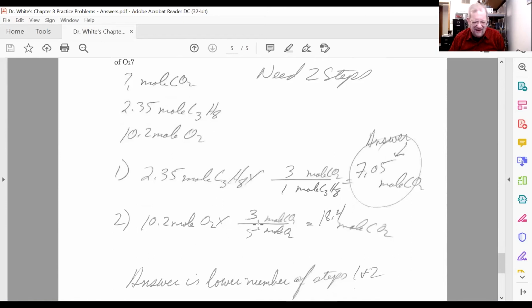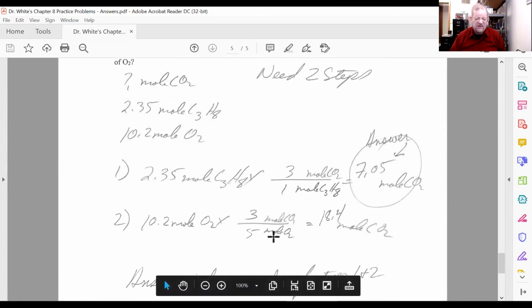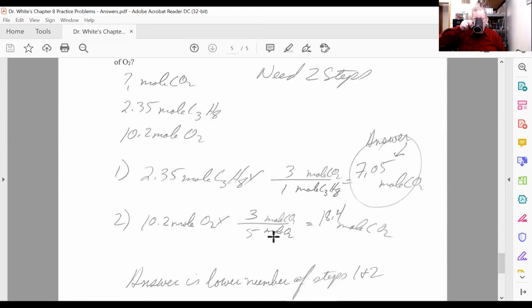And when you do the math correctly, first of all, you want to go from moles of oxygen to moles of CO2. Whatever you're trying to get to, units go on top of the ratio. Whatever you're trying to get rid of, units go below the ratio. Where do you get those numbers?